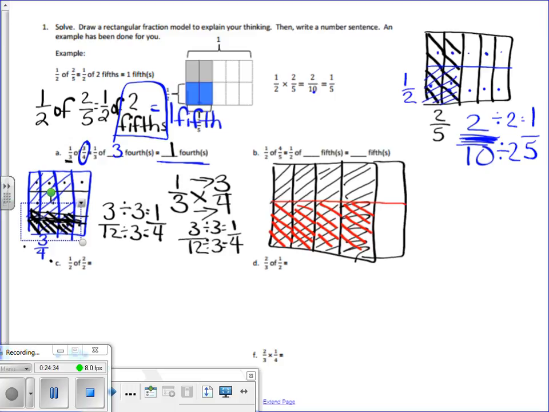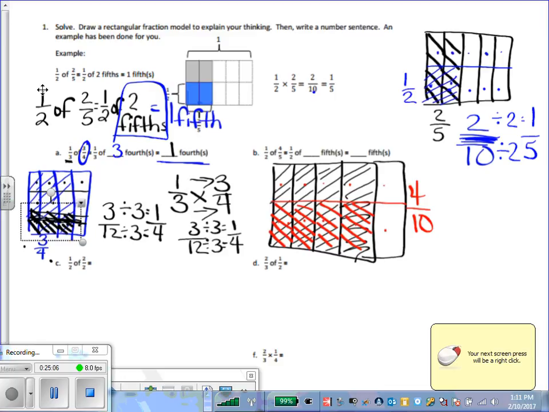So 1/2 of 4/5. My new denominator is 1, 2, 3, 4, 5, 6, 7, 8, 9, 10. And how many are double shaded? 4. 1, 2, 3, 4. 4/10. That's weird. You can divide it by 2. 4 can't go into 10, so it can't be simplified by 4. But they're even, so it can be simplified by 2.